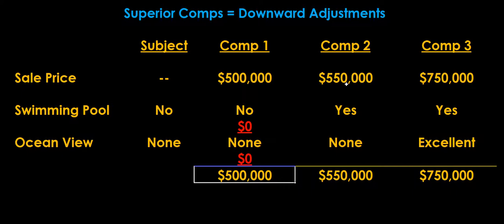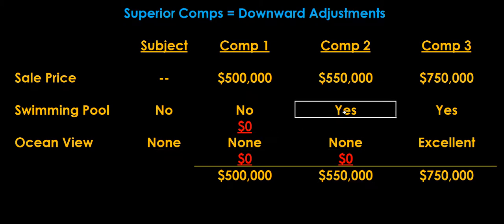Comp 2 sold for $550,000, but we're not exactly sure yet what the difference in price is. We see here that it does have a swimming pool, where Comp 1 does not and the subject does not, but the pairing, this is called a paired sale again, this may make a good pairing, but only if this ocean view category doesn't mess things up. So Comp 2 is similar to Comp 1 in that neither one has an ocean view. And neither does the subject. So we can just start right here and put in a 0 because this one doesn't, this one doesn't, this one doesn't. The difference must be right here.